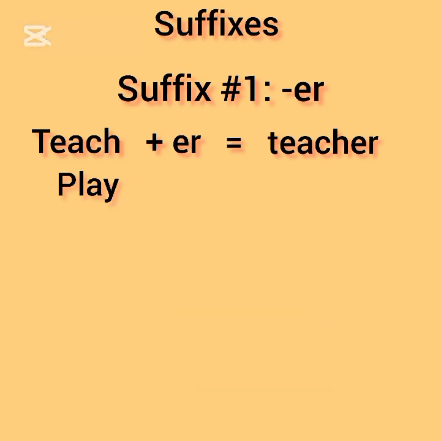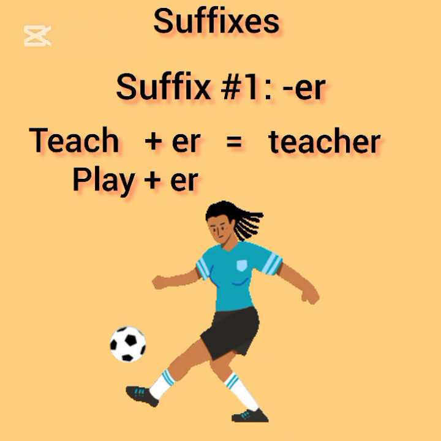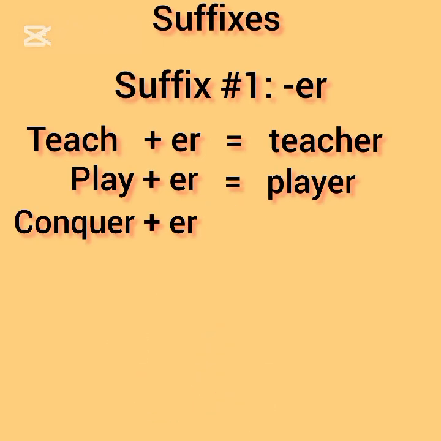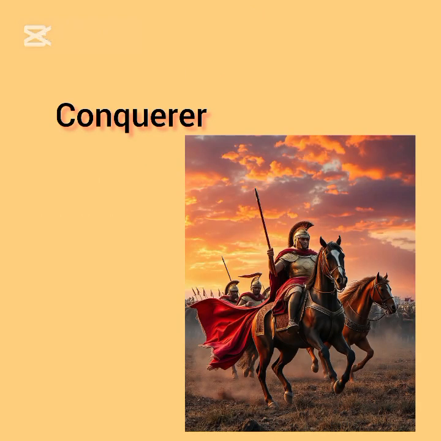Now just have a look at the word play. When we add er to it, it becomes player. When we add er to the word conquer, it becomes conqueror. Now the word conquer is a verb which means to gain control or victory over something, whereas conqueror is a noun and it refers to a person who defeats others, typically in a battle, or takes control by force.